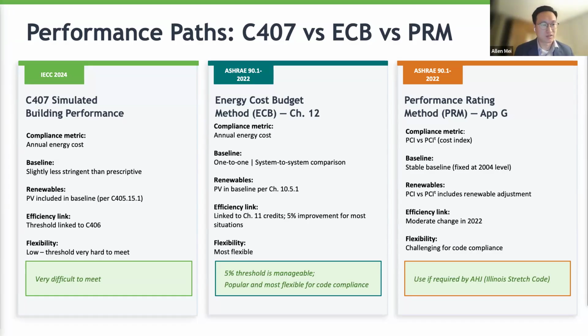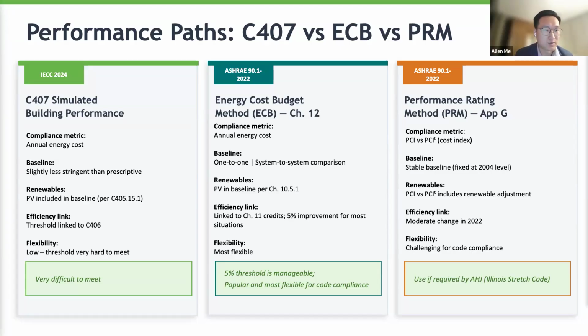IECC's performance path simulated building performance, and it's very [unclear] things. In 2012 they introduced a 15% better than baseline. Then in 2021 they changed that 15% to 20%. And in 2024, they introduced the equation. So for most of the buildings, you have to show 25%-ish better, which is very, very difficult to meet.